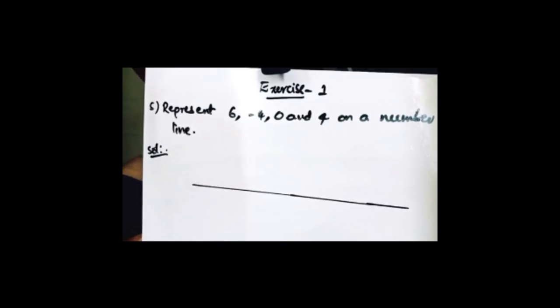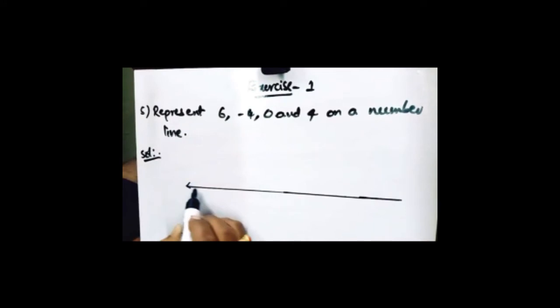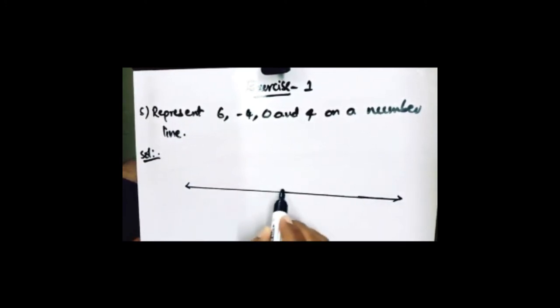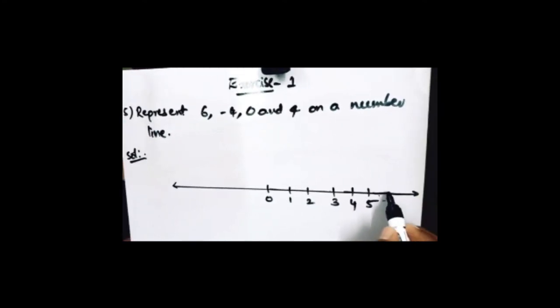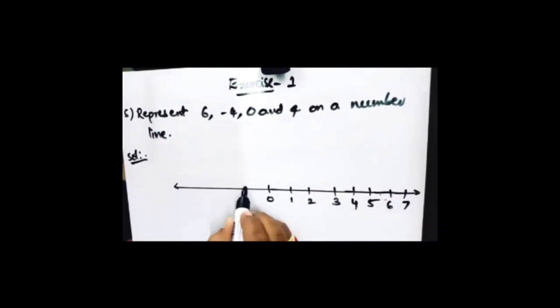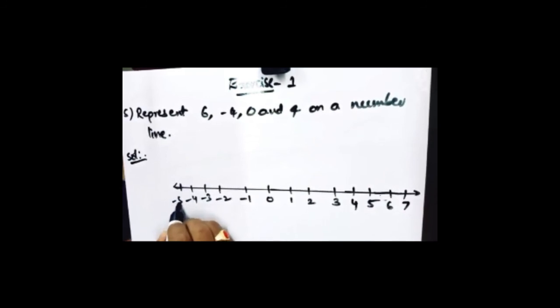Next, fifth question: represent 6, -4, 0 and 4 on a number line. So first of all, we need to draw the number line for this answer. Here I am writing 0, and on the right side I am writing the positive numbers, that is 2, 3, 4 and 5. I am extending up to 6 and 7. On the left side I am writing the negative numbers, that is -1, -2, -3, -4, -5.